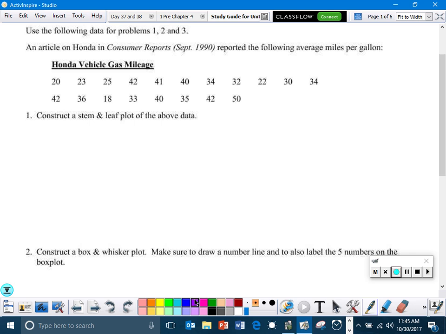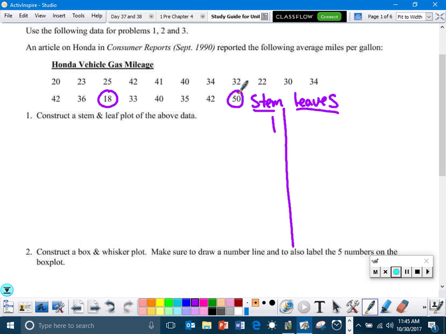All right, you need to remember a stem and leaf plot. This is where we draw the vertical line. The stem will be on the left. The leaves will be on the right. We look at what the smallest number up there is. The smallest number is 18, so that means our stem is going to begin with a 1. We need to look at the largest number up there. The largest number is 50. That means we need to go to the number 5. So 1, 2, 3, 4, 5.